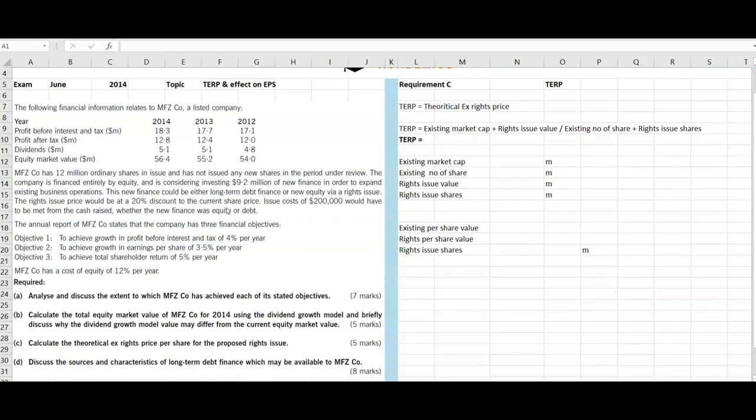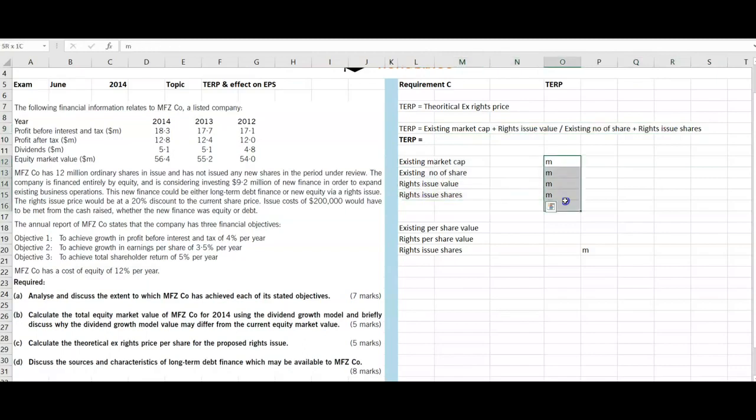Okay, so this information is enough for us to calculate the TERP. I have already created a format here, so we'll use this format. TERP refers to theoretical ex-rights price. It refers to what the price of the share would be after issuing the rights issue. The formula works like this: TERP equals the existing value of the shares, the market cap, plus the rights issue value, divided by the existing number of shares plus the rights issue shares. We'll put the TERP calculation here, but all these 4 variables we will find out individually.